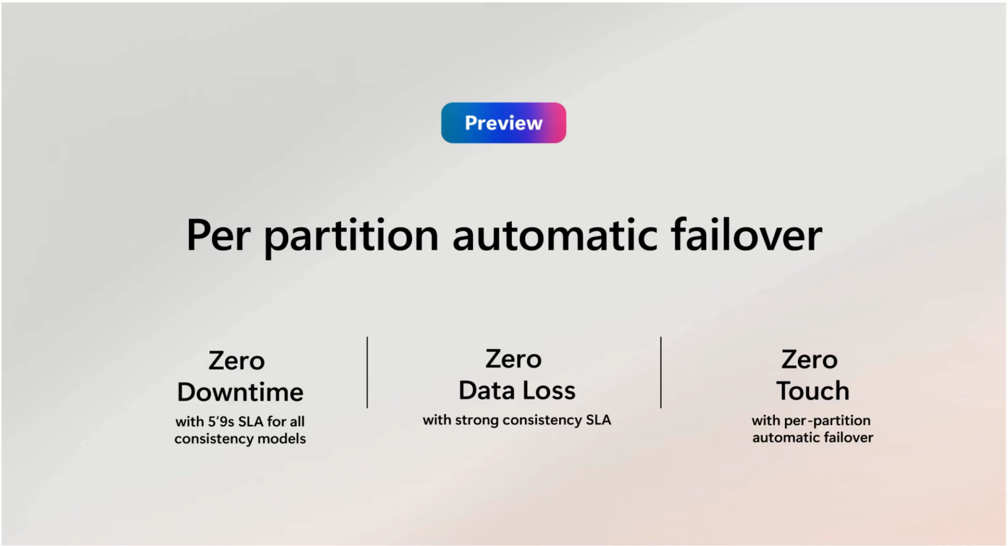Cosmos DB enhances resiliency with per-partition automatic failover, ensuring that failures are isolated to individual partitions rather than affecting the entire database. This design delivers zero downtime, backed by a 99.999% SLA and supports all consistency levels, including strong consistency with zero data loss. Failovers are fully automated, requiring no manual intervention, and keep distributed deployments continuously available even during failures.